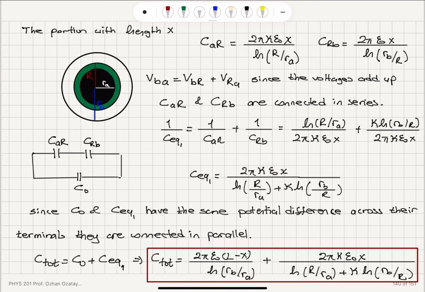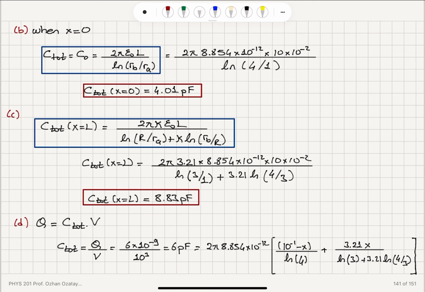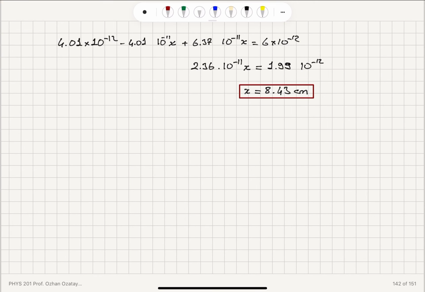And then we looked at two limits, x equal to 0 and x equal to L. And we calculated the capacitance for these two limits. x equals 0 implies there is no dielectric, so it is C0. x equals L implies there is no air in between the two conductors. So this capacitance as a function of x will be somewhere between 4 and 8.8 picofarads. And we find that if we're aiming for 6 nanocoulombs of charge, Q is equal to C times V. 6 picofarads of capacitance is what we're looking for, and that corresponds to an insertion distance of 8.43 centimeters.